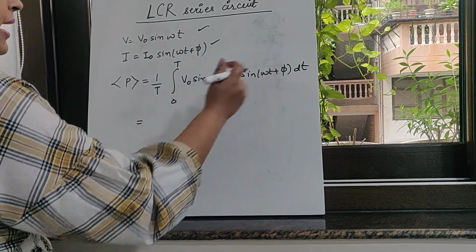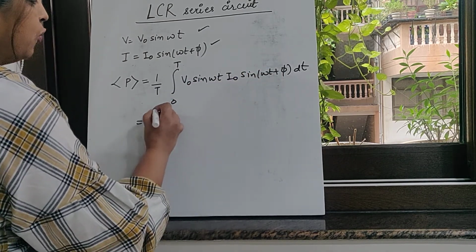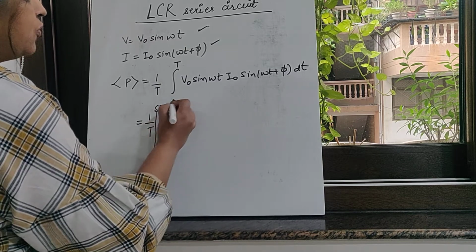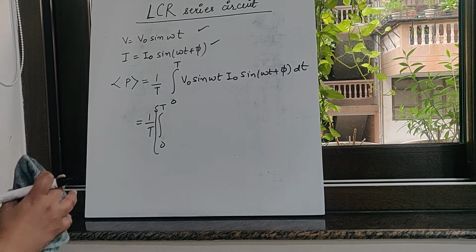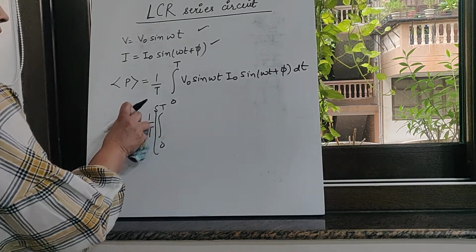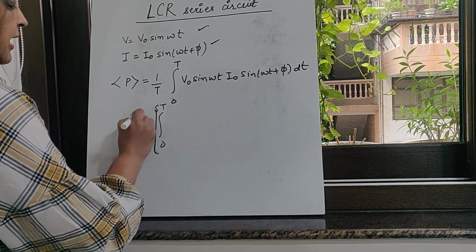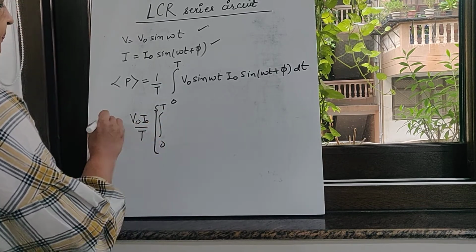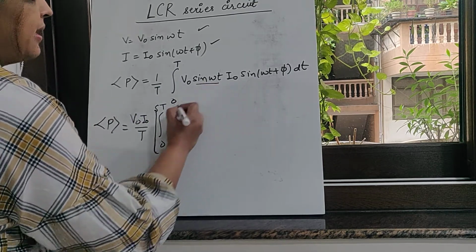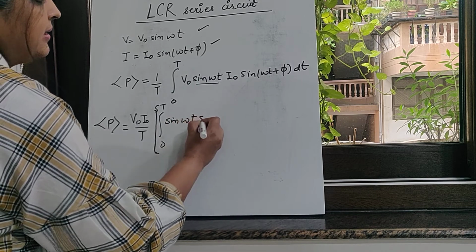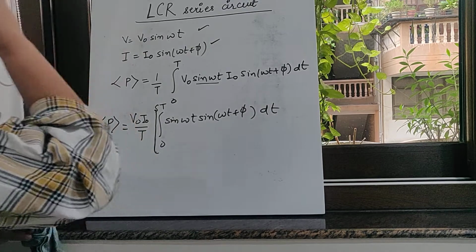So now using my integration for this expression and the trigonometric rules, I can write it like this: 0 to T, V naught and I naught are constant, so I can already write them down here because V naught and I naught are constants. So they can already be pulled out of the integration sign. So we can write it like this. So this is sine omega t, then sine omega t plus phi, and then dt. So this is what it is.